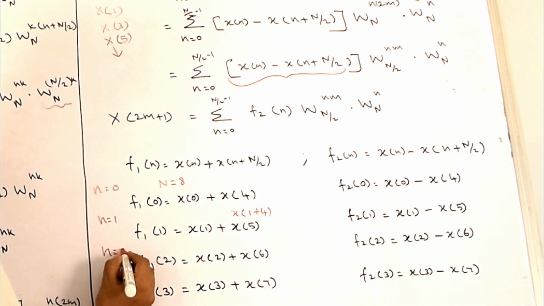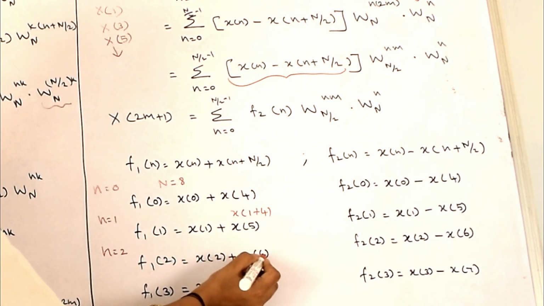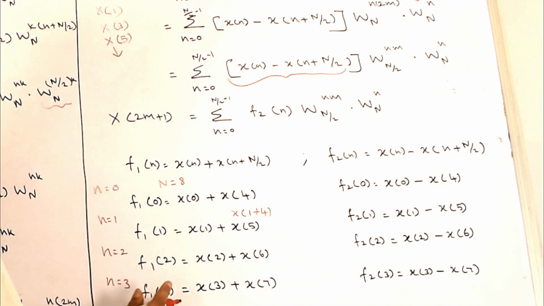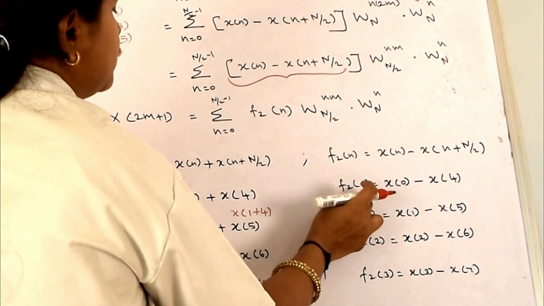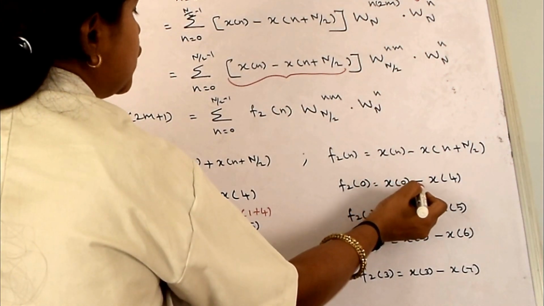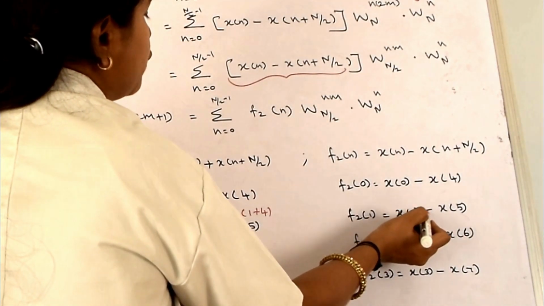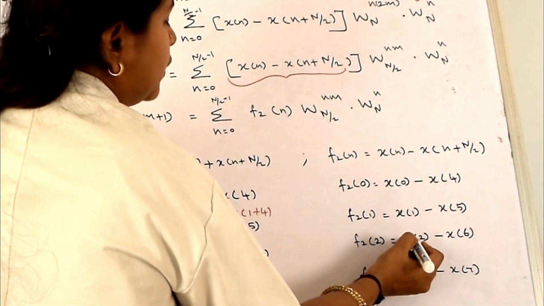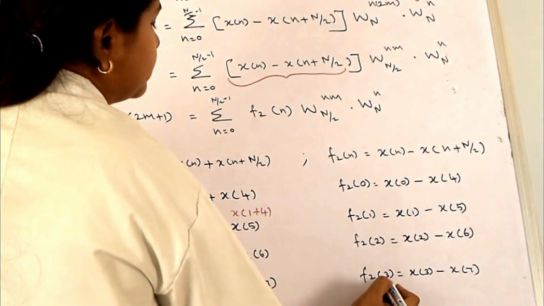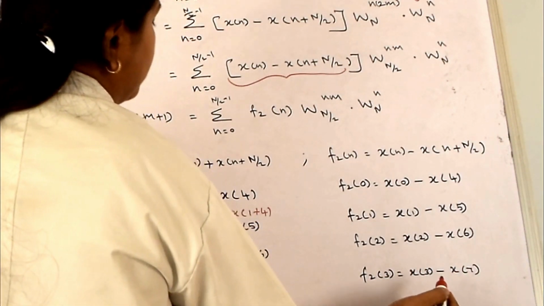Same way, when you substitute n equal to 2, you get f1 of 2 is equal to x of 2 plus x of 6. When n is equal to 3, f1 of 3 is equal to x of 3 plus x of 7. Same way for f2 of n, when n is equal to 0, it will be x of 0 minus x of 4. When n is equal to 1, x of 1 minus x of 5. When n is equal to 2, it will be x of 2 minus x of 6. When n is equal to 3, you will get x of 3 minus x of 7.